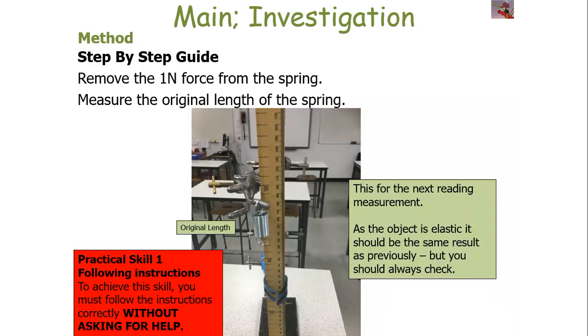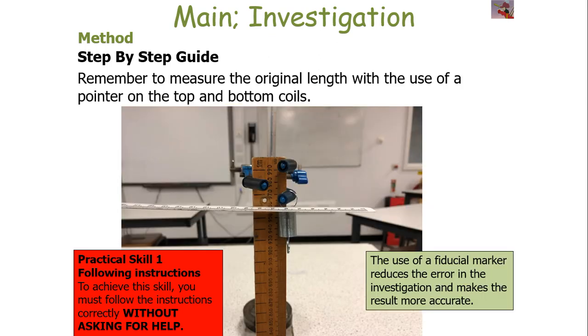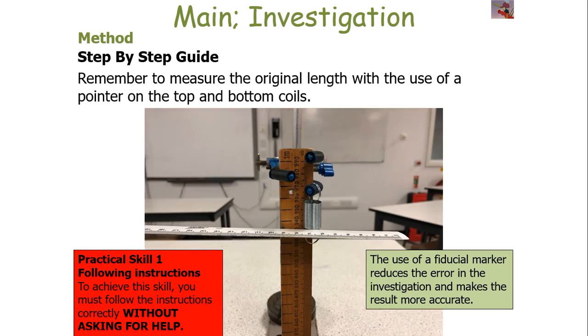Now, you've always got to check before you move on to your next result that the spring is still elastic. To check it's elastic, it's got to have the same length after the deforming force is removed as it did before. So you remove the 1 Newton force from the spring and you measure the original length. Now, it should be the same, but you should always check that. Again, to measure the original length, you use the fiducial marker to make it more accurate by measuring the top and the bottom coils.